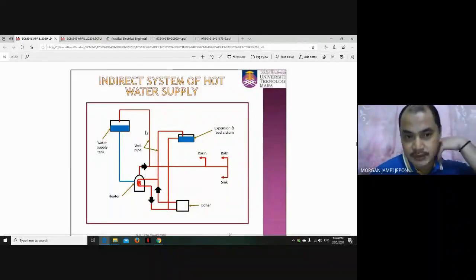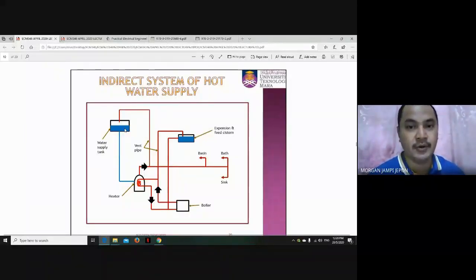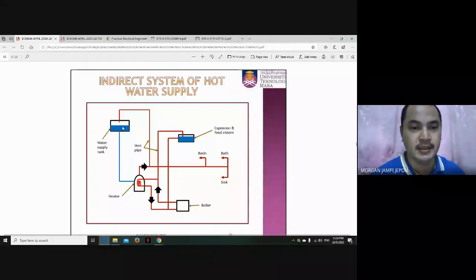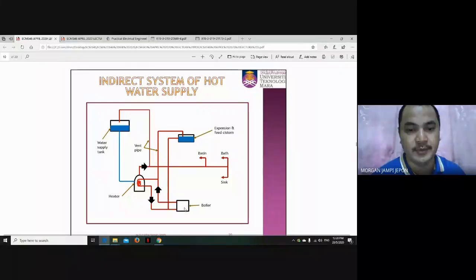Okay. Then this one is called indirect hot water supply. So indirect hot water supply, similar to the direct hot water supply, the cold water supply comes from the water supply tank, then goes to the heater, then goes to the boiler. And from the heater and boiler, it goes first to the expansion and feed system. And this feed system is normally located above the bathroom or kitchen. And hot water from this expansion and feed system is then supplied to the kitchen, toilet, and bathroom. And part of that will overflow back to the cold water supply tank.